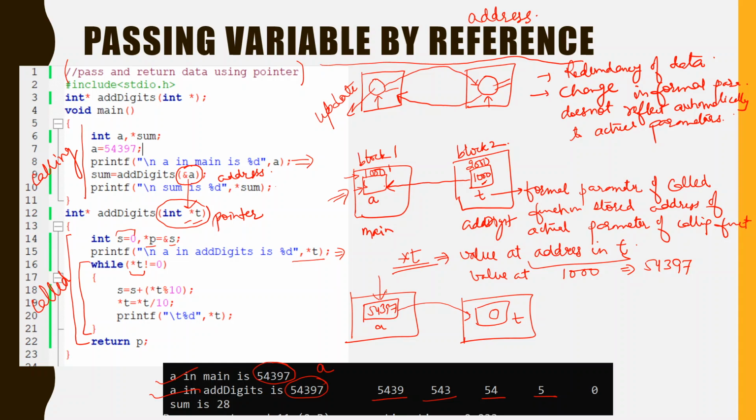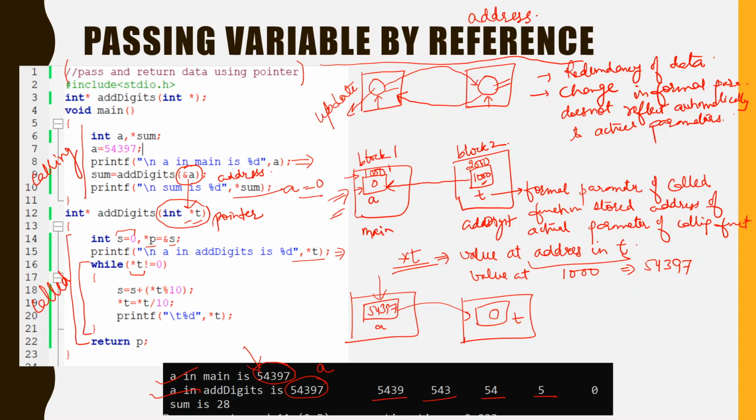This value faces no change, but in this case, since this address is directly accessing this particular value, it would be 5439, then this 9 will get deleted, then this 3, then this 4, and this 5. And in the end it would become 0. So here if you print A again, you will get 0. You can check from your side that this A has changed. This A, which was originally 54397, would change to A equals 0.